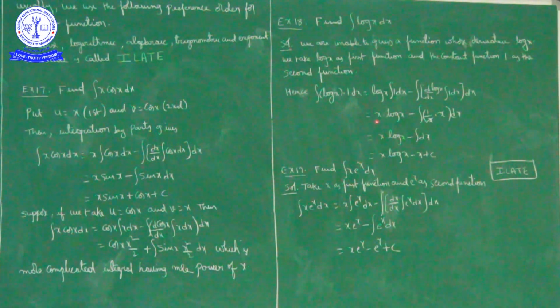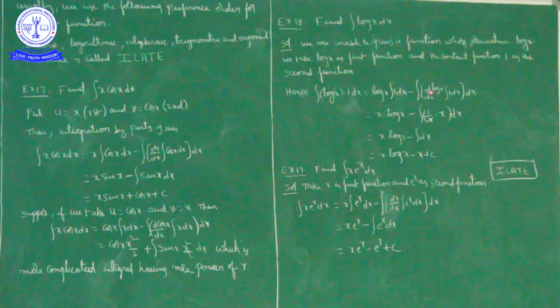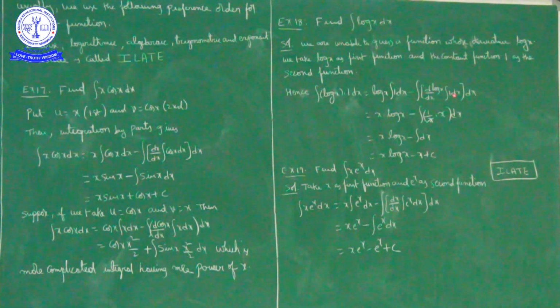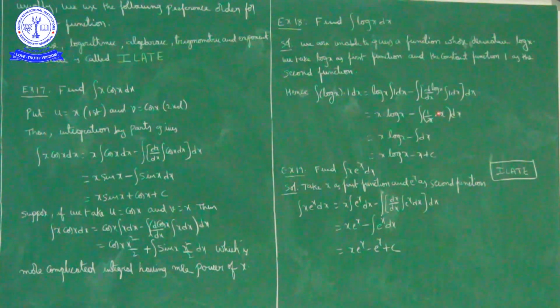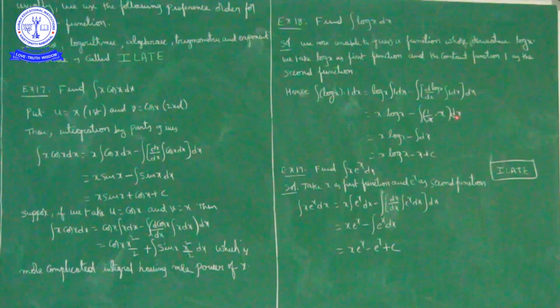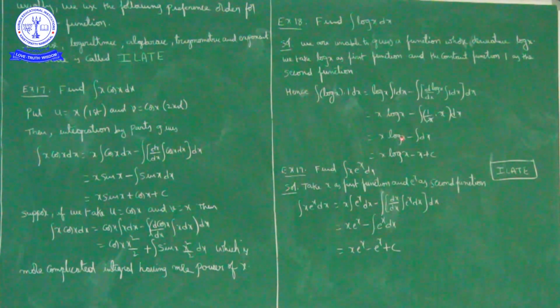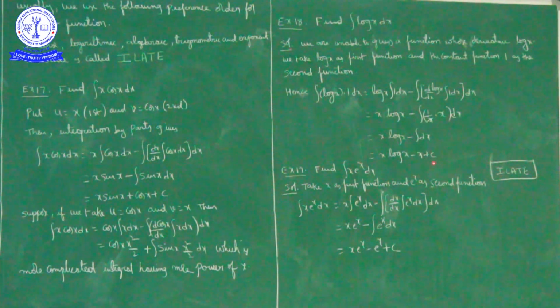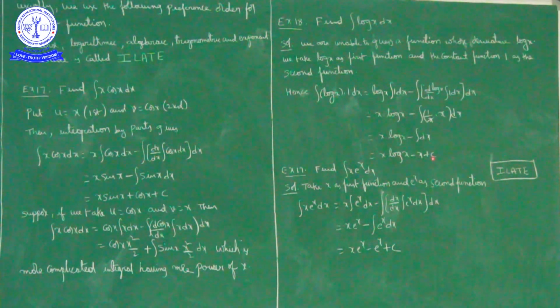So this part is completed. x log x minus integral of derivative of log x, which is 1 by x, into integral of 1 dx, which is x. So 1 by x into x, x gets cancelled. So what we have? Integral dx. So x log x minus integral dx. Integral dx is x. So x log x minus x plus some integral constant.